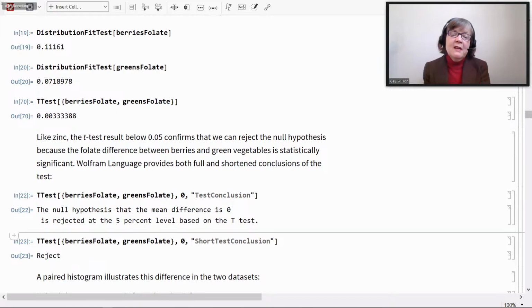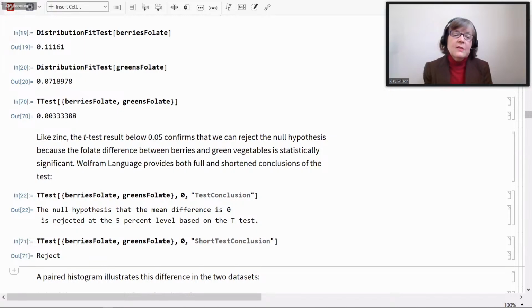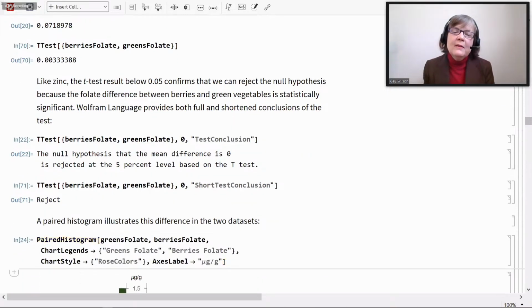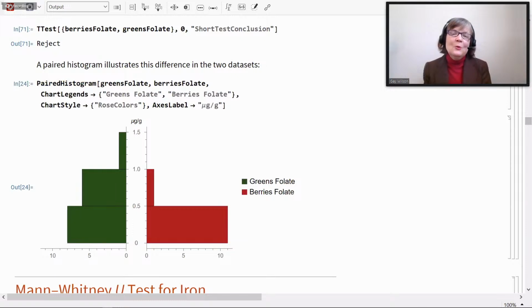So you can see I set my difference as 0, meaning is there any difference, right? And it says the null hypothesis, you can reject it based on the t-test. And then I like the short conclusion. It just says reject. So I think that's a neat way to basically do your conclusion.